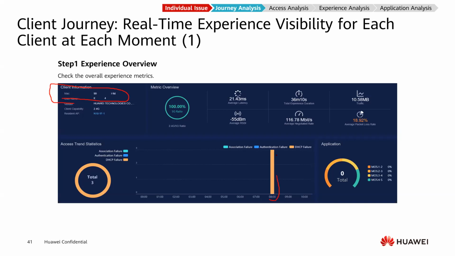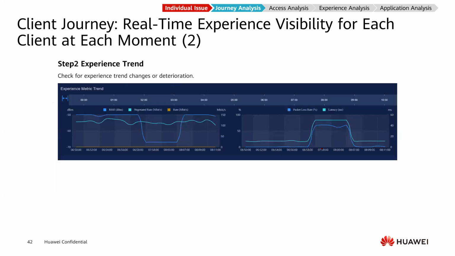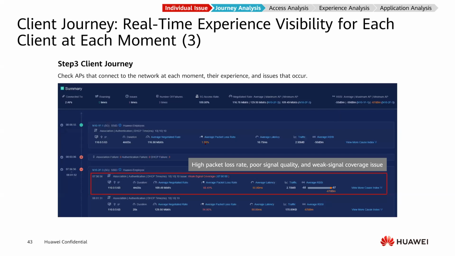And we'll find at 8 o'clock there is a DHCP failure, and then you can check the trend of the experience based on the time. You find this period of time the signal strength is low, and also in this period of time the packet loss rate is high. Also it has high latency. So it will tell you what problem has happened, and that is a weak signal coverage problem, and then you can click it to check the issue details.